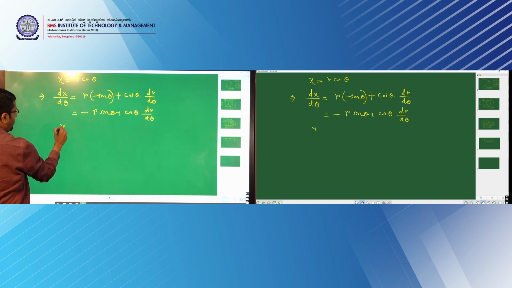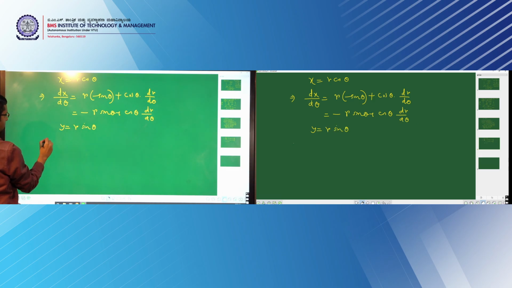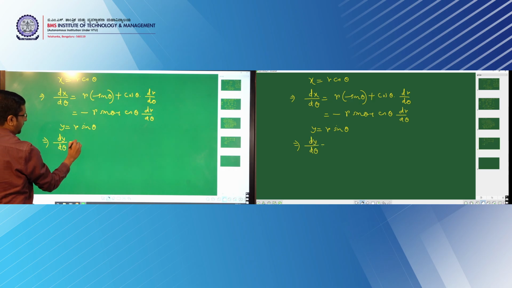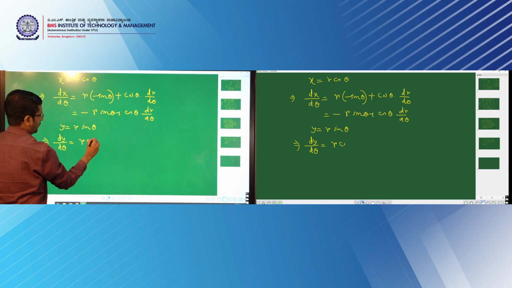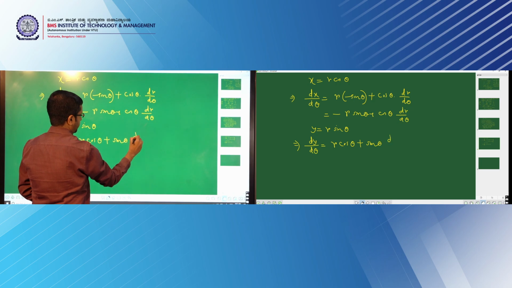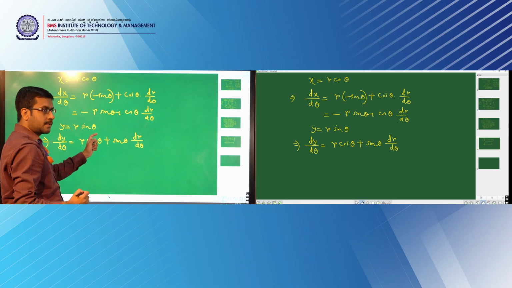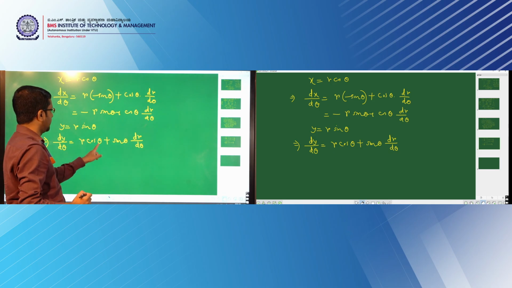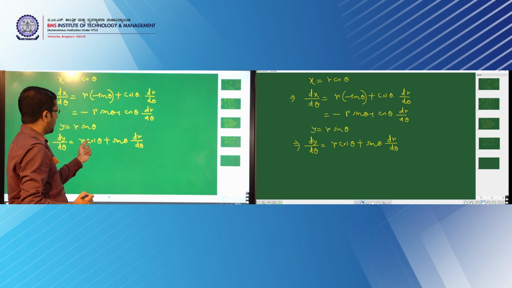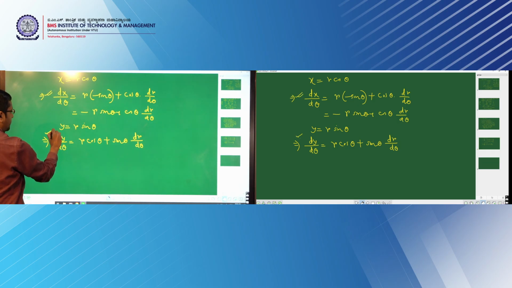In the same way I will find it for y equals r sin theta. When I differentiate with respect to theta, the left hand side is dy by d theta, and the right hand side comes r cos theta plus sin theta dr by d theta. Don't forget that many students differentiate only the theta but forget to differentiate r. So r cos theta plus sin theta dr by d theta, using the u v product rule. Now we have the dx by d theta expression and the dy by d theta expression.